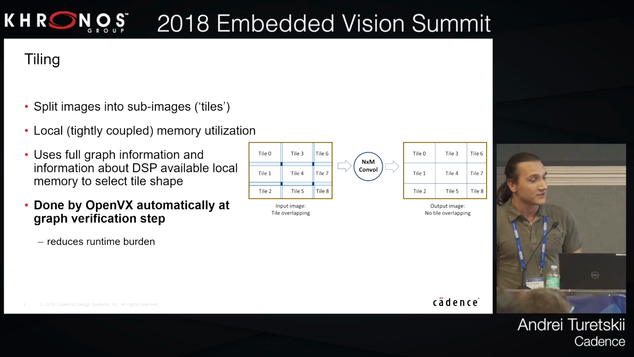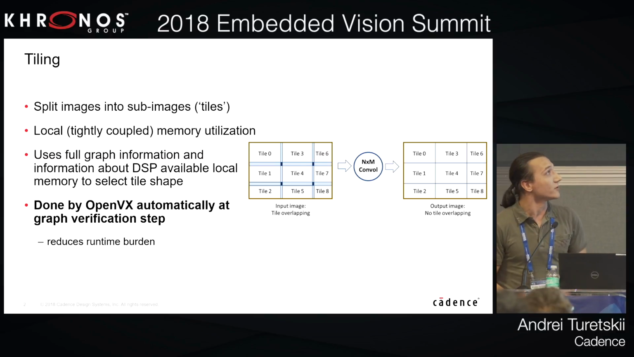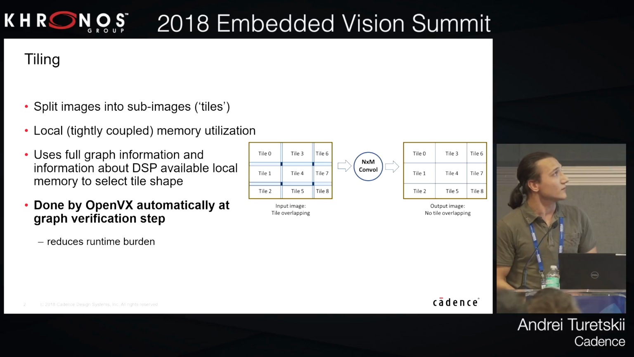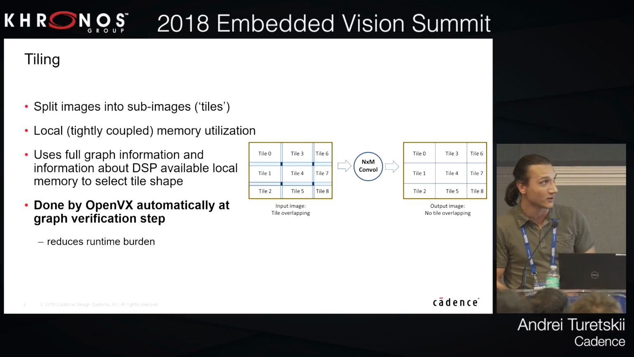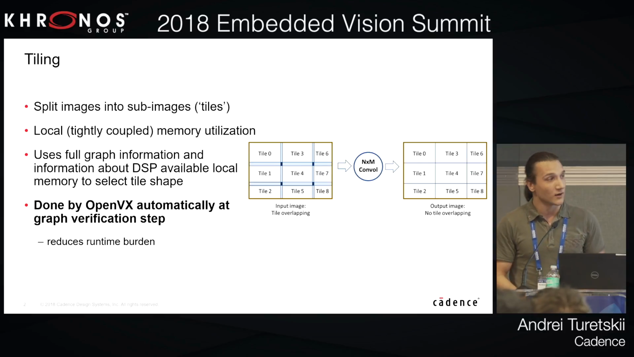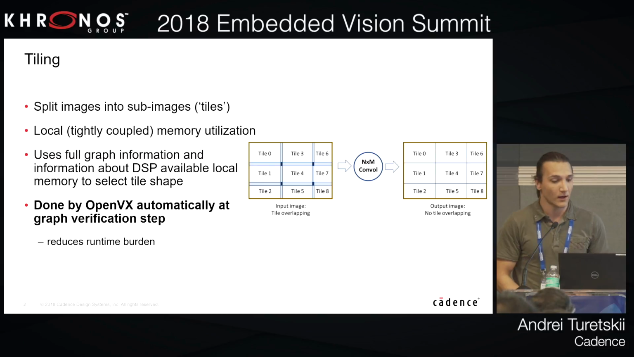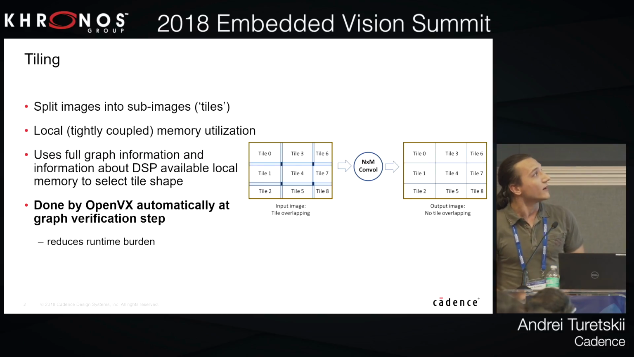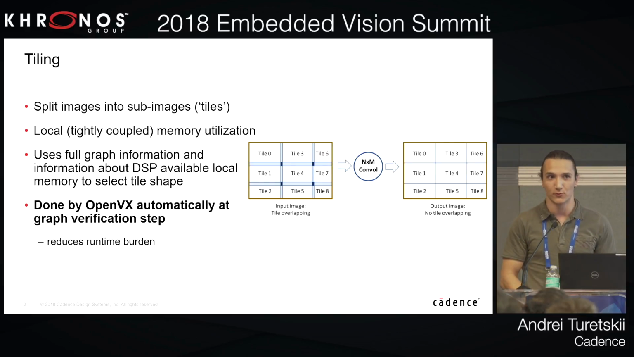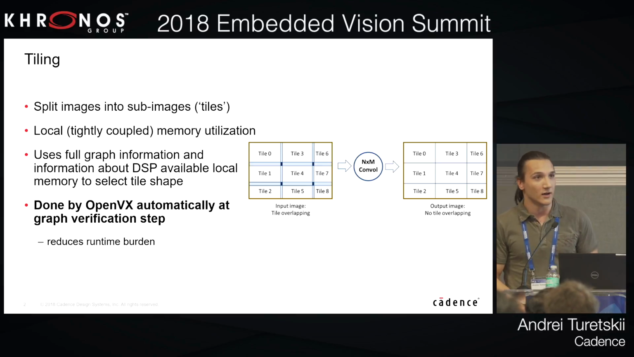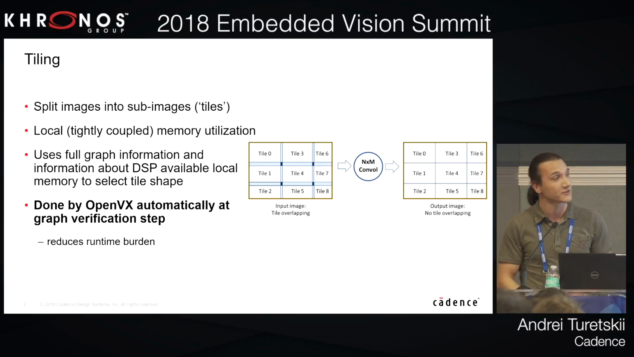In Cadence DSPs, we have tightly coupled memory to achieve lower power and higher performance. We call it local memory. This memory is very small, but the core can access it in a single cycle. However, the memory transfer from system memory to this local memory is done through a DMA engine, which can work in parallel with the core and usually has multiple channels.